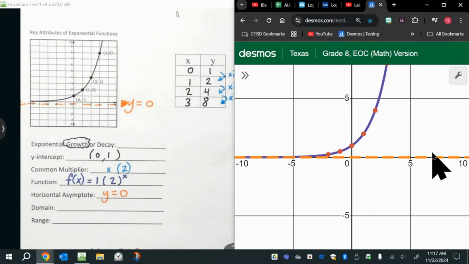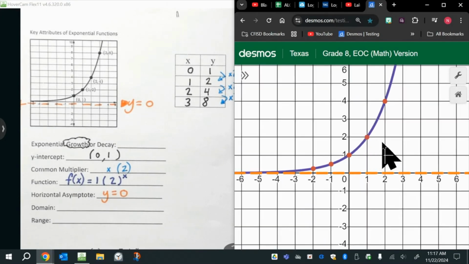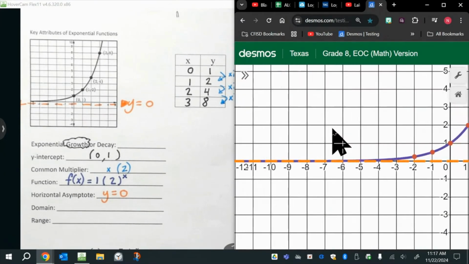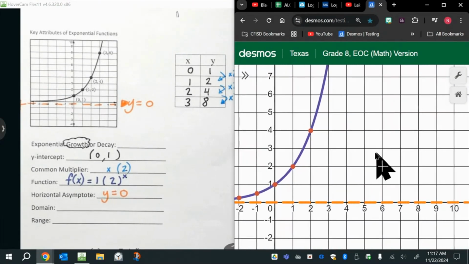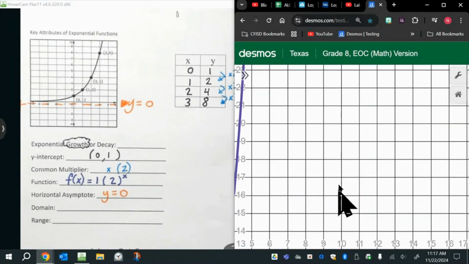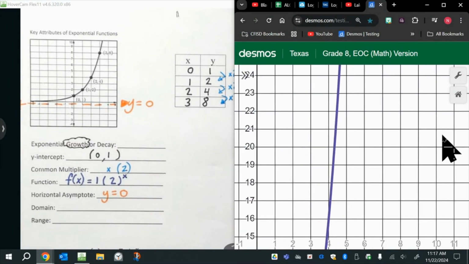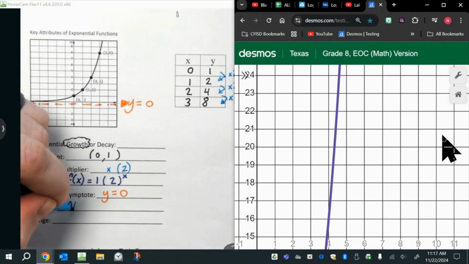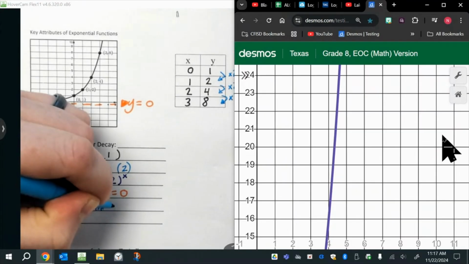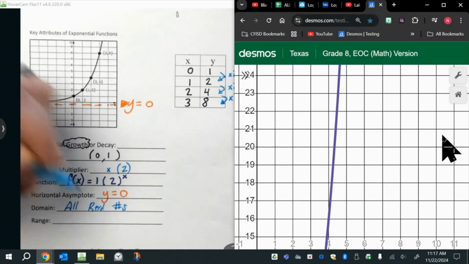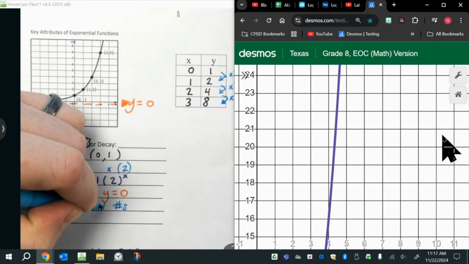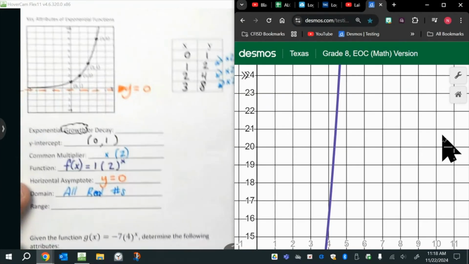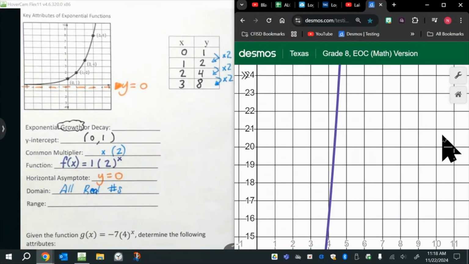Our domain, well, our line, if we read it, it goes left and right forever, okay? It goes left this way, and it goes right. As I go this direction, it's going up and to the right, but it's still going right. So my domain is going to be all real numbers. What's really nice is that every single time, if it is a function and there are no restrictions, it will always be all real numbers.